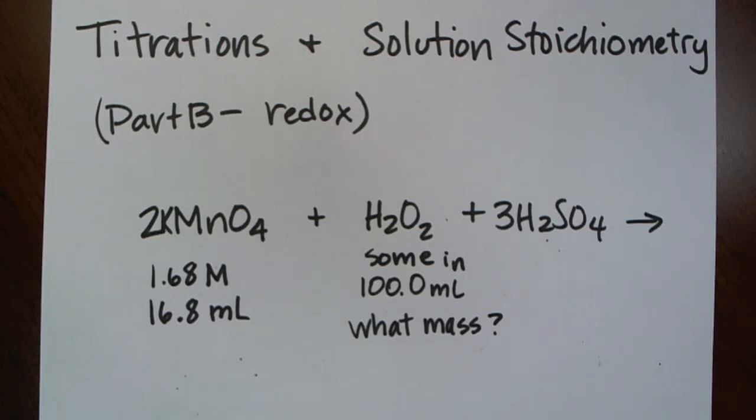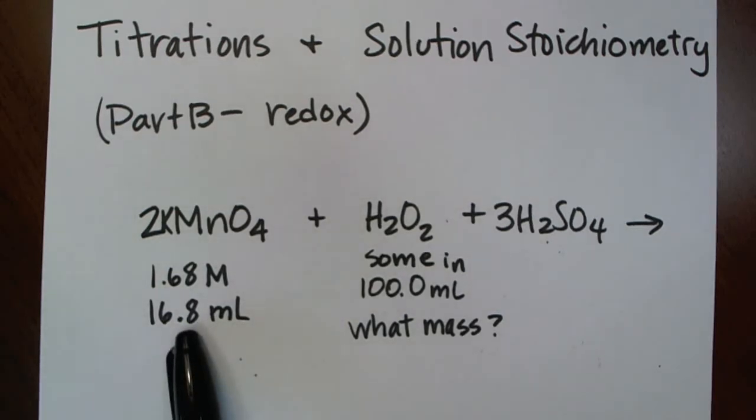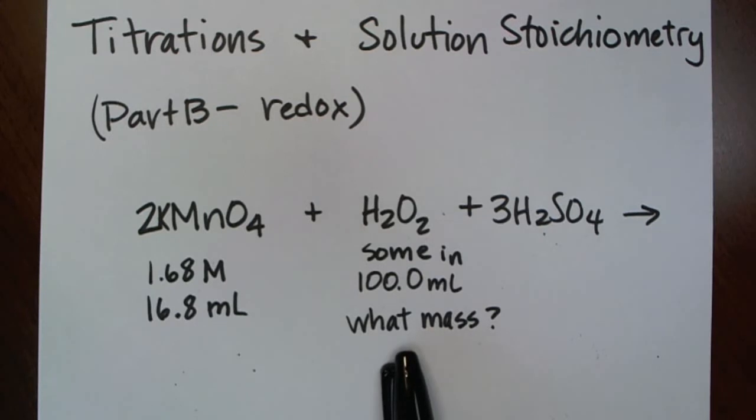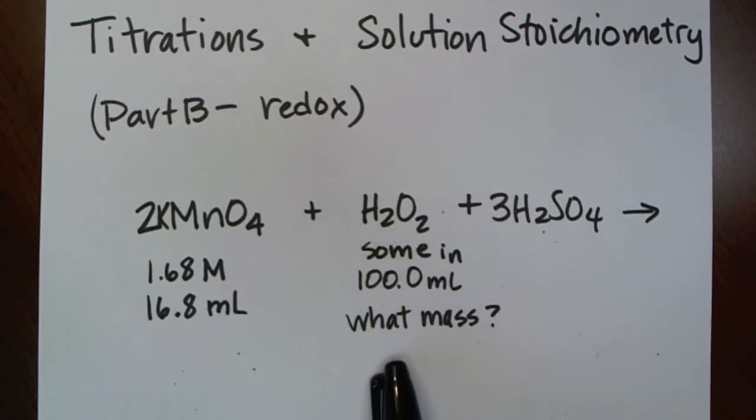The last part to this solution stoichiometry problem in Chapter 5 is a redox titration. I hope you'll see that's very similar to the acid-base reaction in that we have some information about this solution. We know how concentrated it is. We know how much we're using. And we're trying to find something about the peroxide. So all this information that you see here was given.